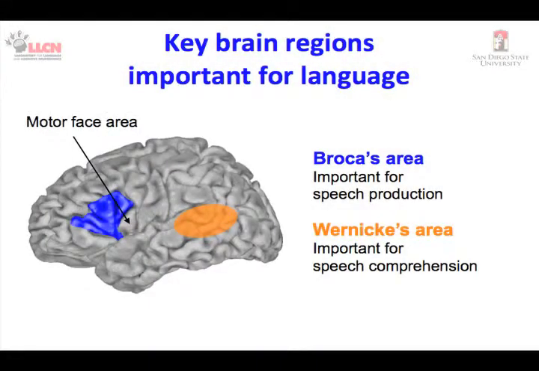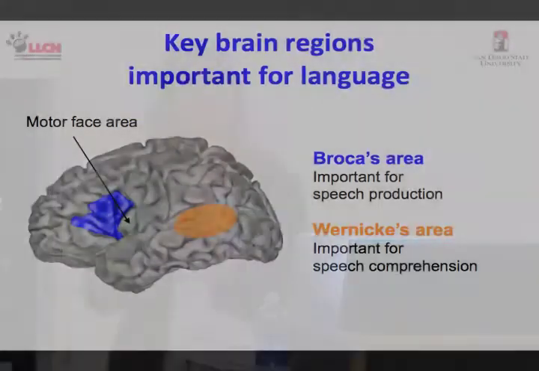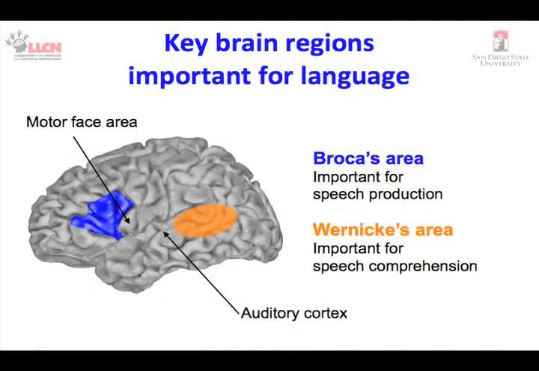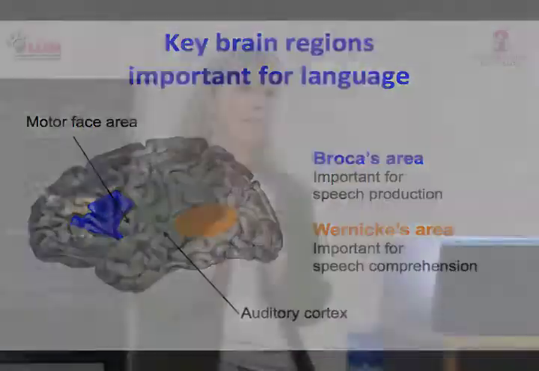Interestingly, Broca's area is just anterior to the motor cortex that controls the vocal articulators, the lips and the tongue. So it makes sense that you would have a region involved in speech production near the sensory motor control of the speech articulators. Wernicke's area is just behind auditory cortex, which makes sense for an auditory comprehension region. But now this raises the question, what about sign languages?